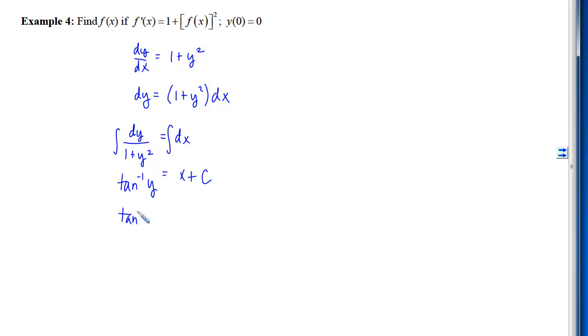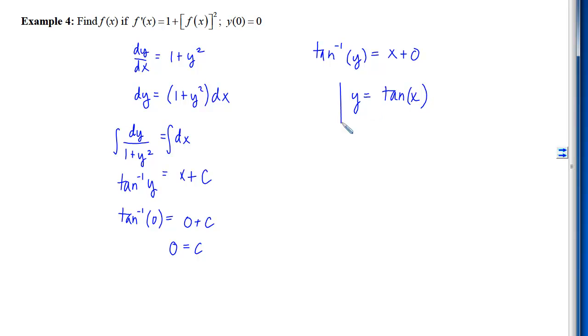So if I plug in the point where the output is 0 when the input is 0, then I can see that C will end up equaling the angle whose tangent is 0, which is just 0. Therefore, tangent inverse of y equals x. I go back to the equation where it was when I plugged in the point, and then I solve for y. In order to get y alone, I need to take the tangent of both sides.